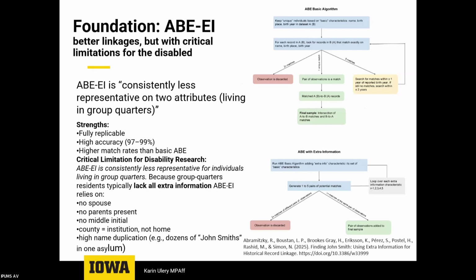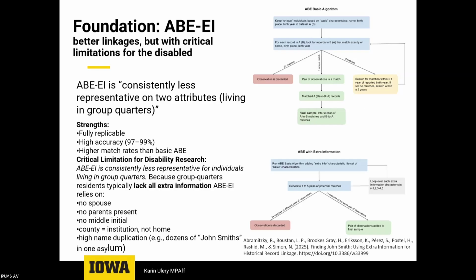ABEI is a rule-based algorithm, just like ABE Basic, that came before it. This improves historical census linkage by adding extra identifying information, things like middle names, parents' names, spouses' names, and counties of residence. These additions increase match rates and accuracy for most of the population.